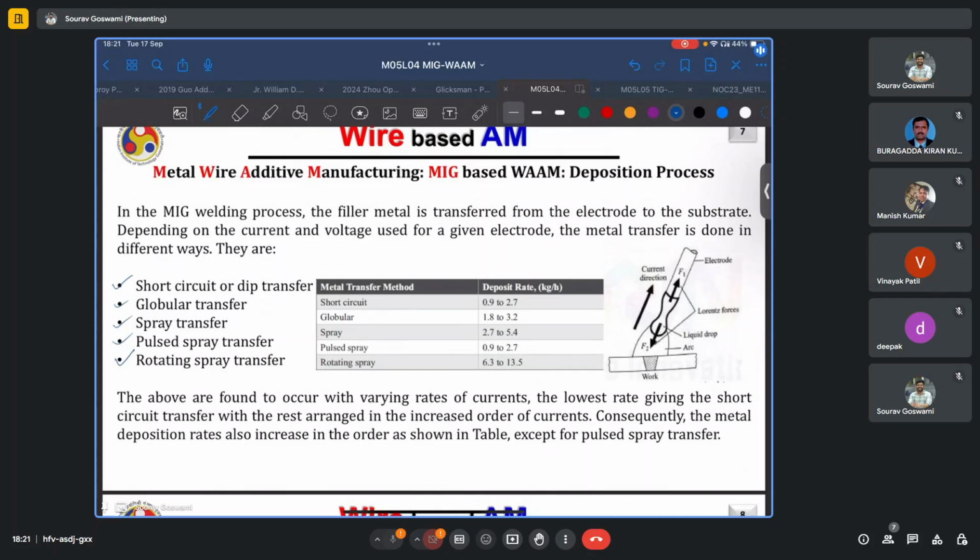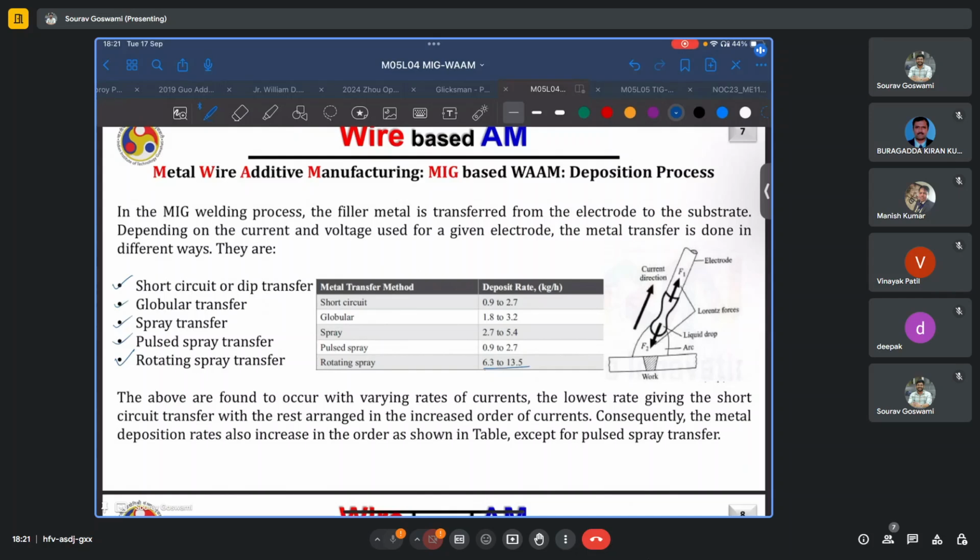Typically, we find that for rotating spray, the deposition rate can be as high as 6.3 to 13.5 kg per hour. And as some of us would already be aware, specifically those of us working in AM or AM-like processes, perhaps wire and arc additive manufacturing is one of the few processes which has really high deposition rates and which can actually be deployed for actual commercial usage.